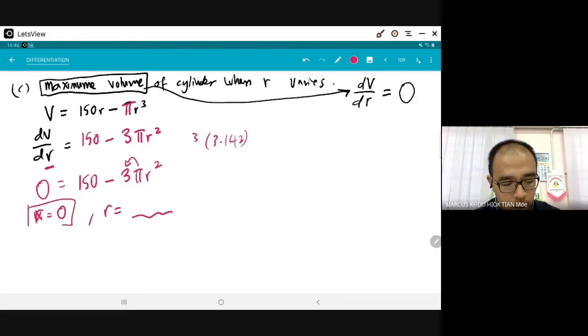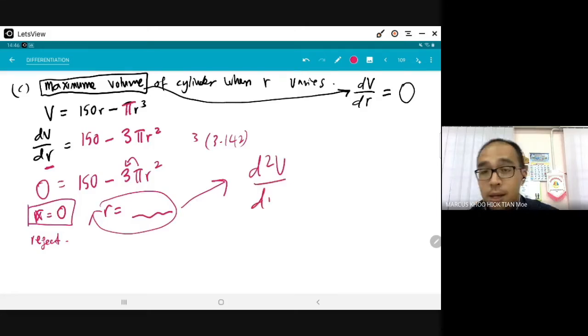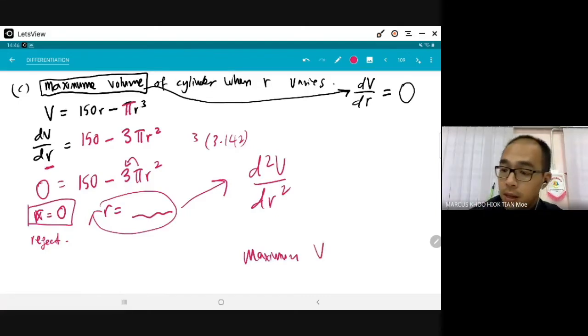This one we reject, because r cannot be 0. There is no cylinder if there is no radius. So r cannot be 0, so you reject it. So you find this value of r. Then you prove, using d2V/dr squared, that it is maximum. Only then do you find the maximum V. You should get about the same answer as the answer in the paper over there.